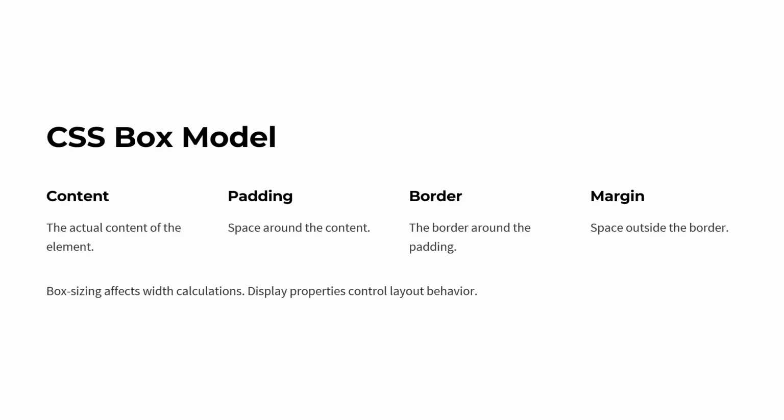Additionally, display properties determine how an element behaves within the layout. Elements can be set as block, inline, or flex, affecting how they interact with surrounding content. Understanding the box model is essential for creating well-structured and visually balanced web pages. Properly managing spacing, borders, and padding ensures a consistent and professional design across different screen sizes.